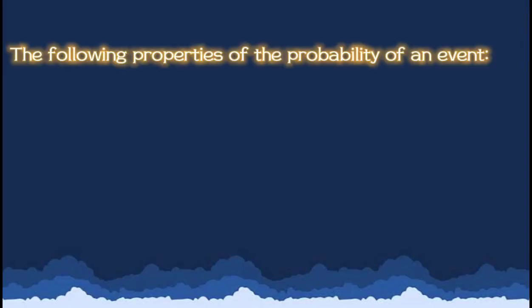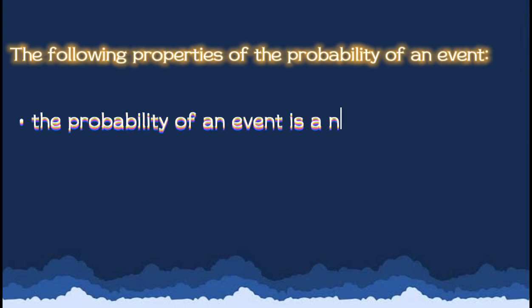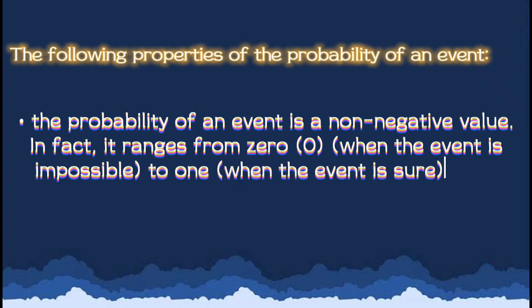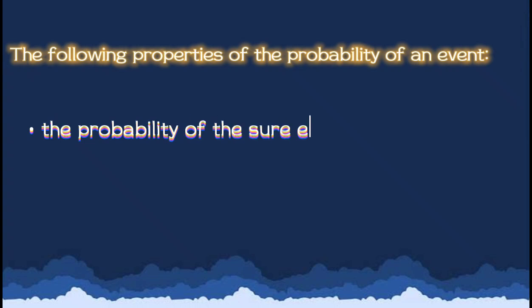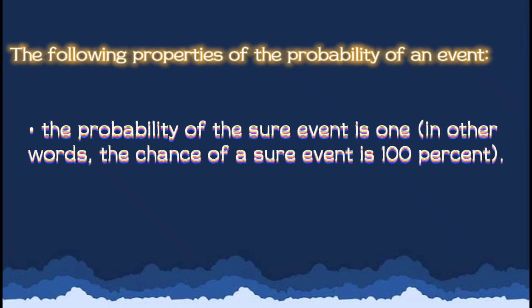The following are properties of the probability of an event. The probability of an event is a non-negative value. In fact, it ranges from 0 when the event is impossible to 1 when the event is sure. The closer the value to 1, the more likely the event will occur. The probability of a sure event is 1. In other words, the chance of a sure event is 100%.